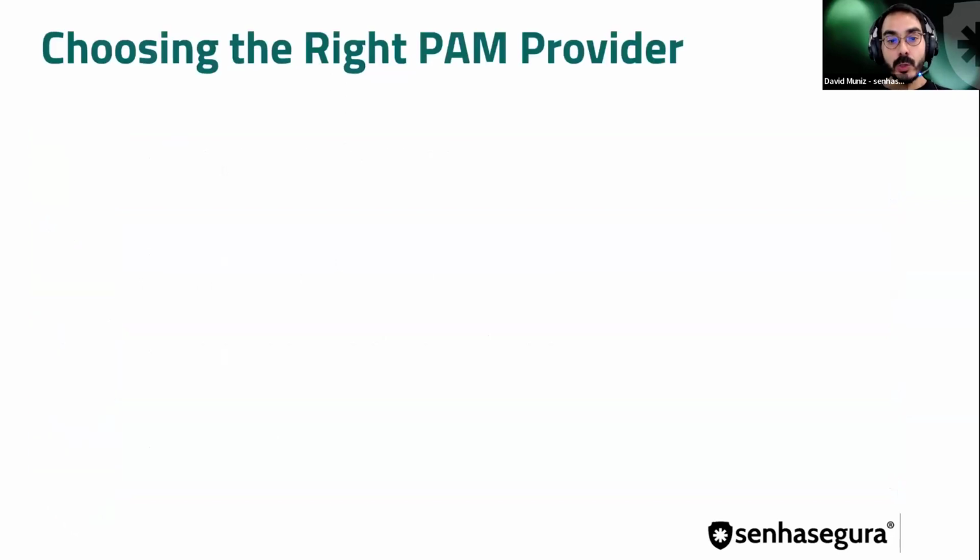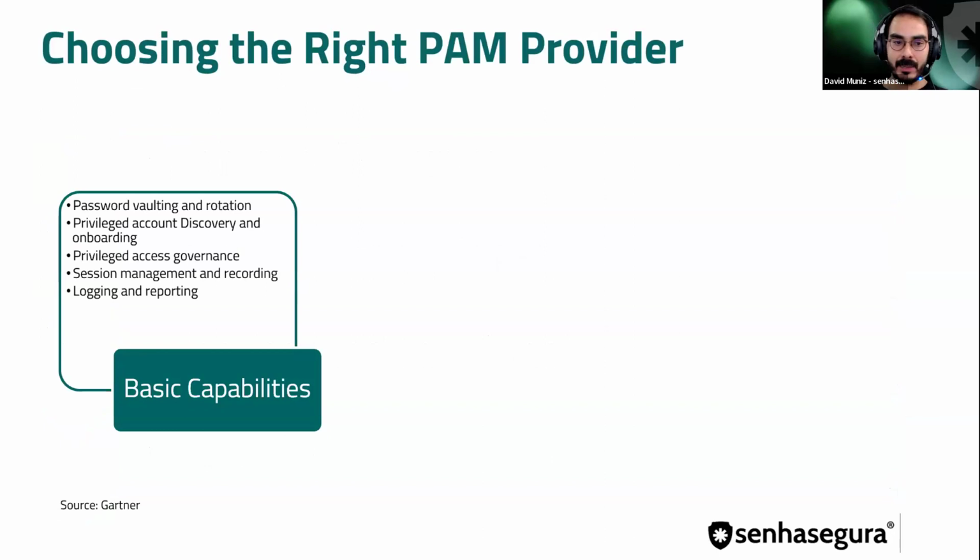Now, when talking about choosing a PAM provider, which capabilities should organizations consider when choosing their PAM solution? So first, we're going to talk about the basic capabilities. Pretty much vault and rotate the password, discover all the access in the environment, both on premises and on cloud. So we're talking specifically about cloud, so I'm going to focus on the cloud. Privileged access governance, what the user is doing, and session management, so a PAM solution can record and manage all sessions that are performed, and also log every activity that is performed in the environment.